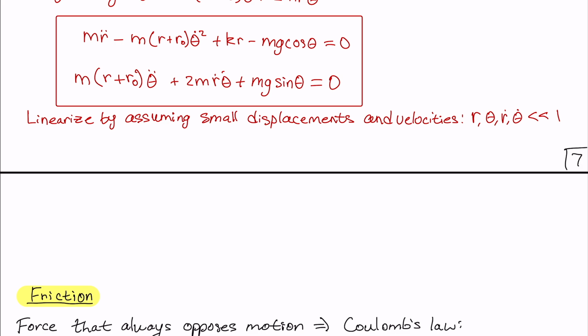So what this then implies is that the sine of theta is going to be approximately theta. The cosine of theta will be approximately 1. Theta dot squared, so we're squaring a very small number, so we're going to get a drastically smaller number. We're just going to be able to say that this is approximately 0, or it's so small that we can neglect it without any effect on the result. And then also r dot times theta dot will also be approximately 0, again because we're multiplying two very small numbers.